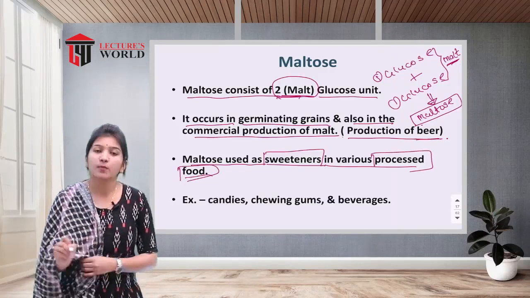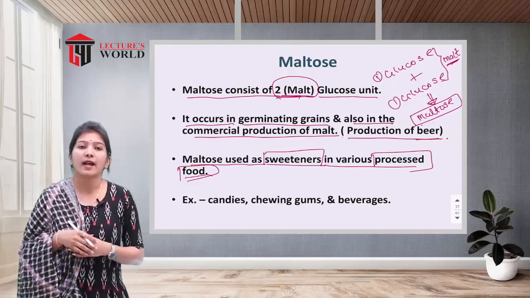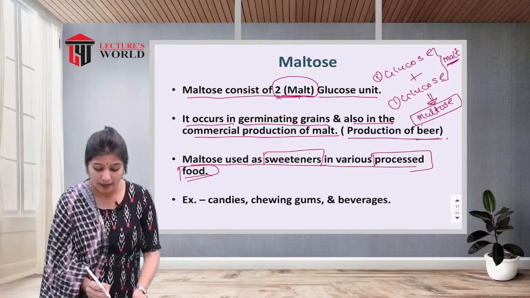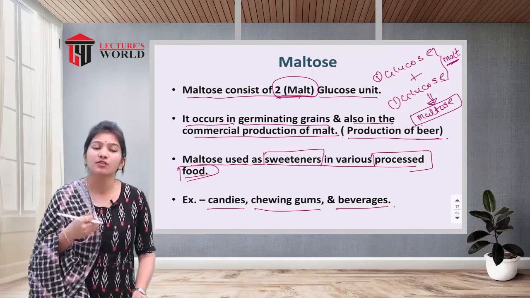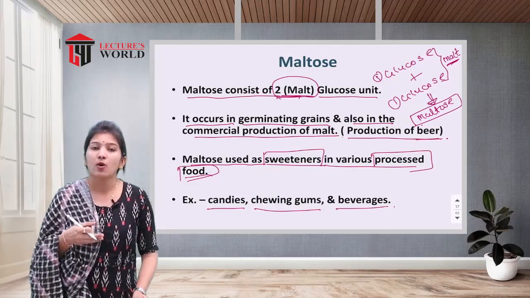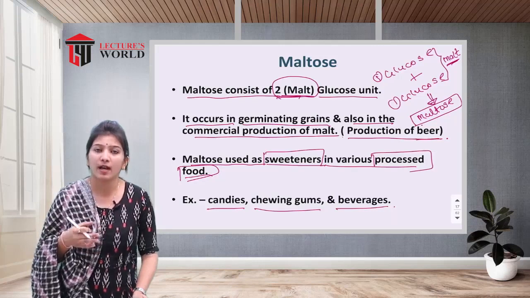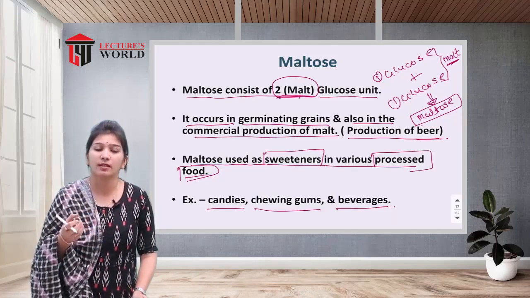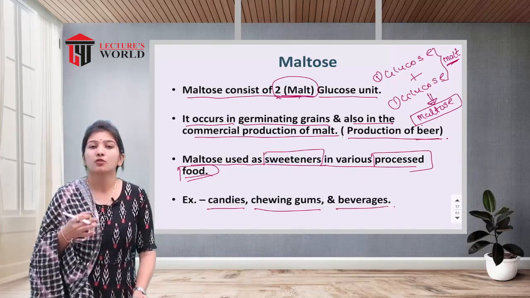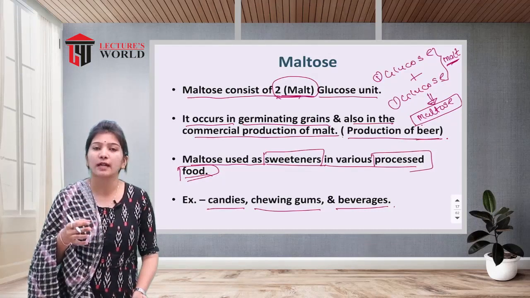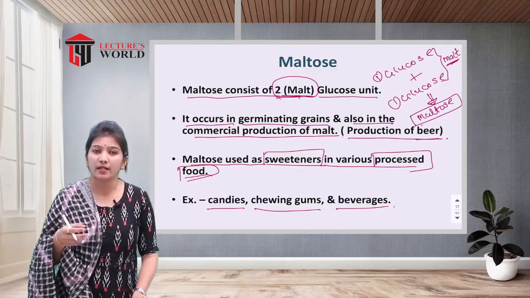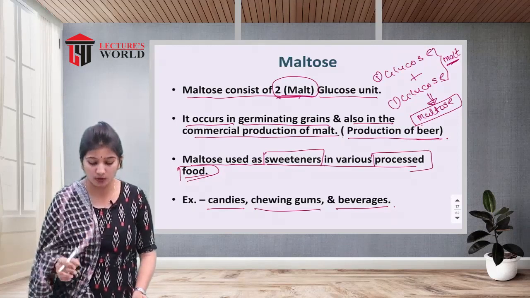In any processed food, maltose is added as a sweetener, like candies, chewing gums and beverages. That means any soft drinks, any fruit juices or any drinking beverages having a sweet taste, that is because of maltose. So maltose is there in all the processed food, in chocolates, in chewing gums, in candies, and in the beverages also.